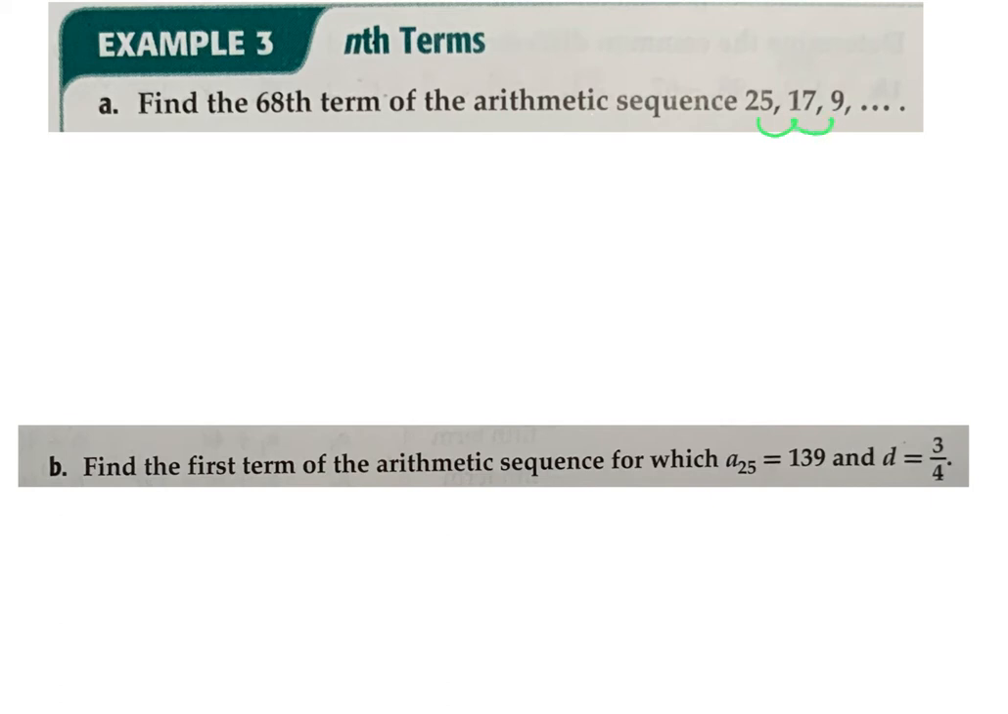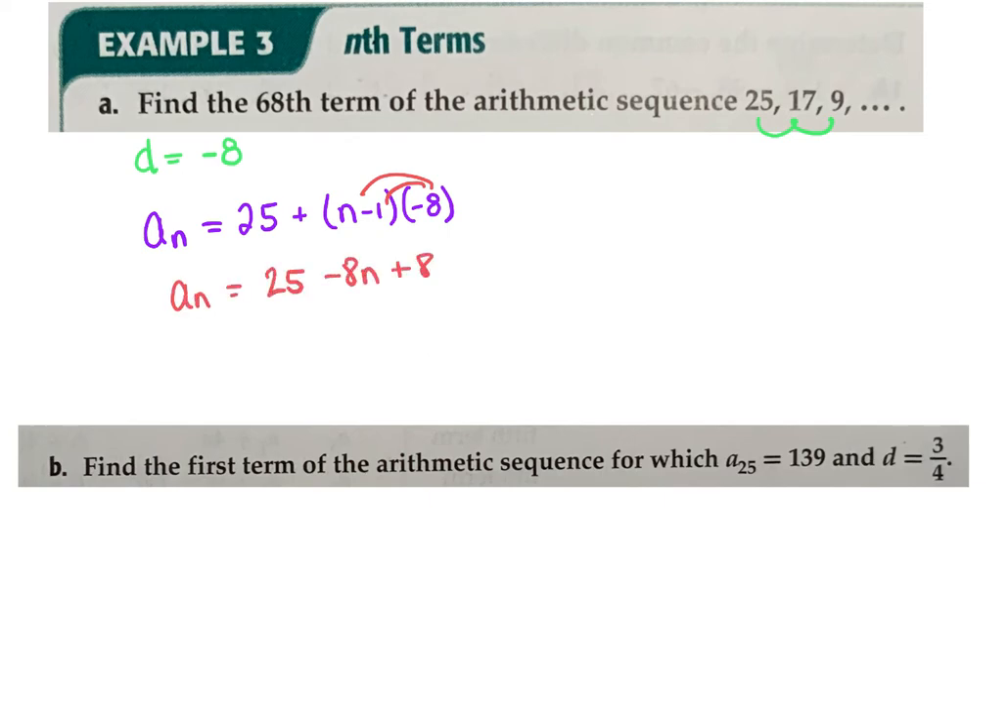And what is my common difference? What's happening here? Specifically negative 8. So anytime you're going down with arithmetic, it's going to be a negative difference, right? And then I'm going to just plug that into my explicit. My explicit said I take my first term, 25, plus n minus 1 times my common difference, all right? And so I'm going to distribute that through. Negative 8n and plus 8. And so my explicit's going to look like this. Negative 8n plus 33.